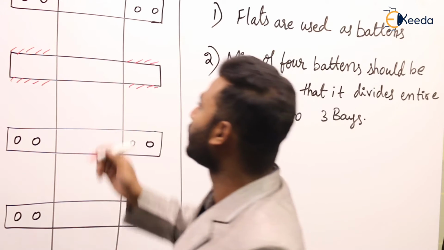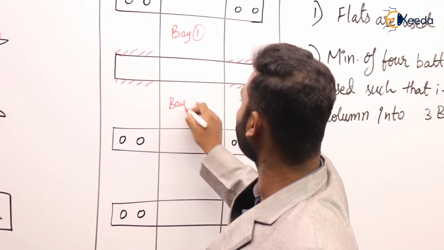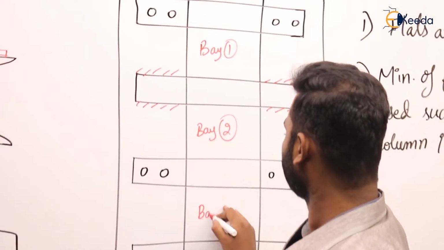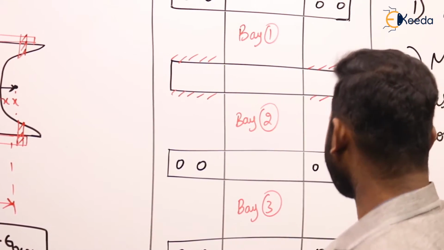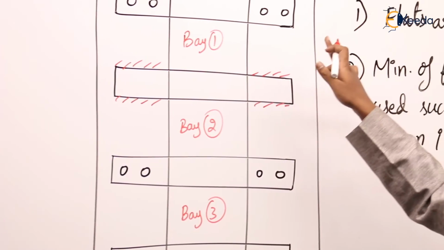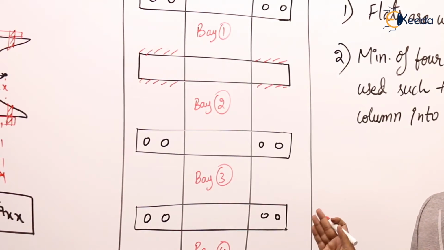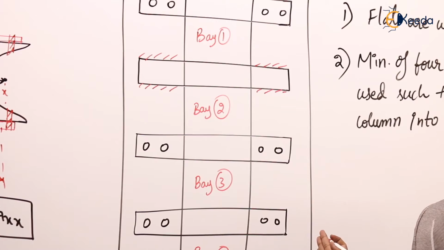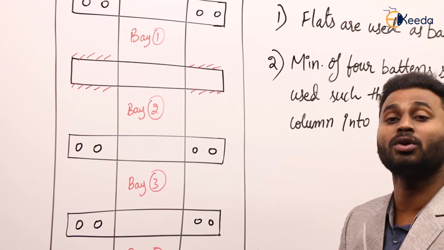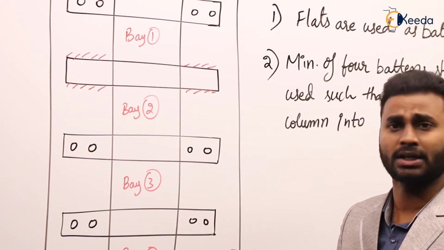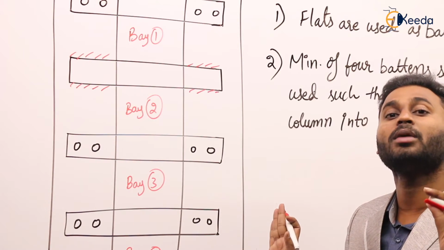So if we show in this diagram, this is one bay. Okay, this is bay 1 and this is bay 2. This is bay 3 and this is bay 4. So now in this case we have used 1, 2, 3, 4, 5 battens, so those battens have divided this column into 4 bays. In this case we have used 5, but necessarily we should use 4. So if upon analyzing and after designing we come to know that only 3 battens are required to connect the 2 components, we should not use 3, we should use 4 only, so that the entire column is divided into 3 bays.